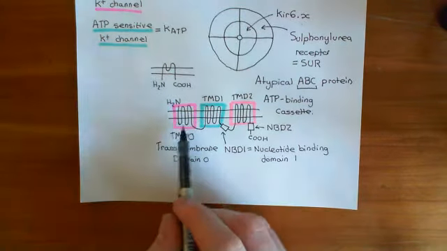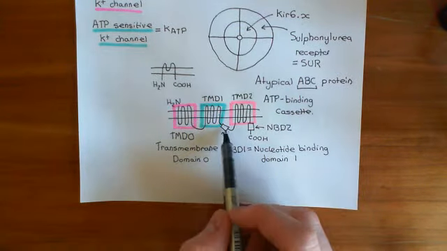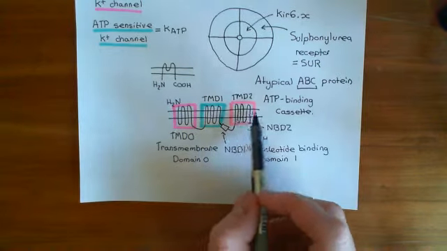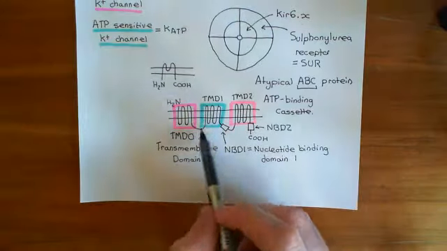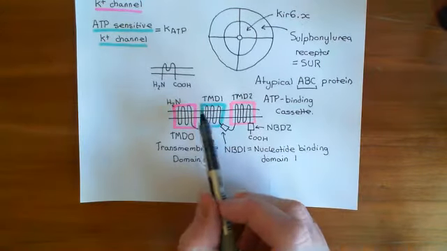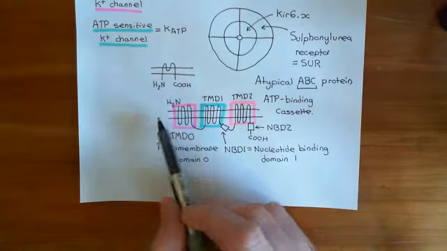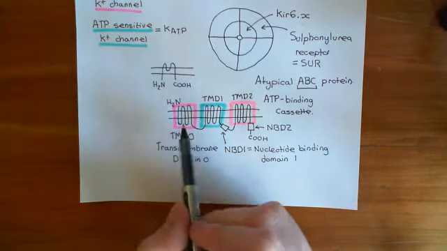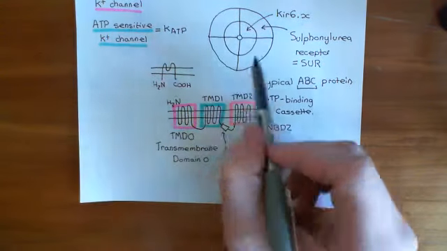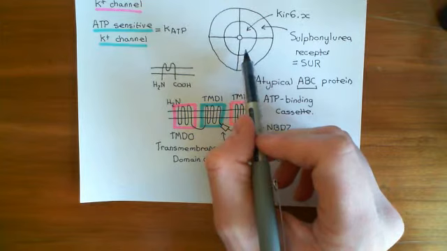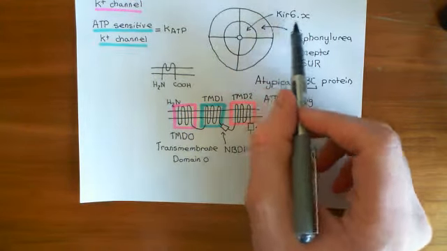And as I say, the transmembrane domain naught is the abnormal bit. This bit, the transmembrane domain 1, the nucleotide binding domain, the transmembrane domain 2, and then another nucleotide binding domain, this is very, very typical ATP binding cassette protein structure. This is the odd bit over here. And it's this bit over here, this transmembrane domain naught, which is involved in binding to the inwardly rectifying potassium channel subunit of the 6th family.